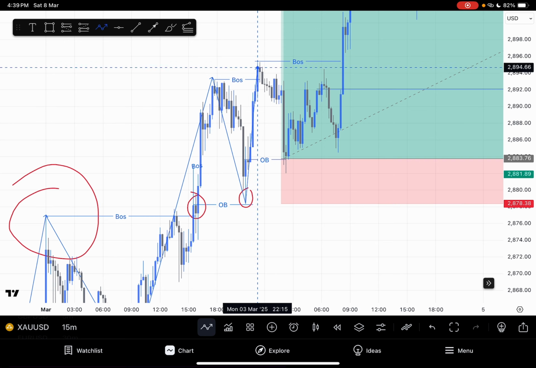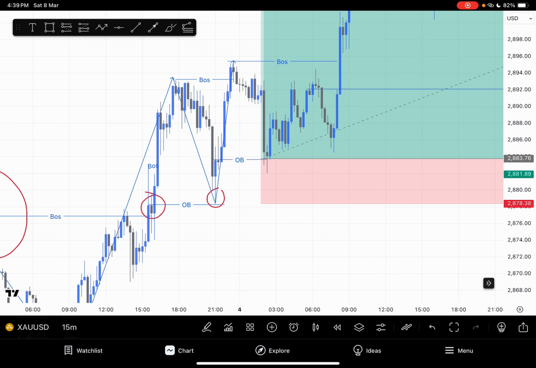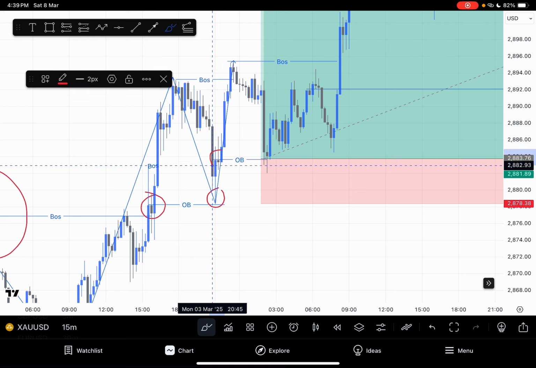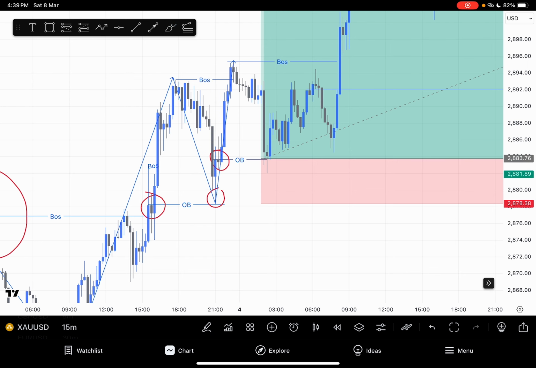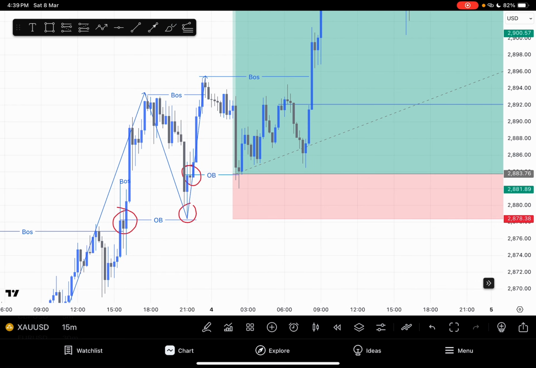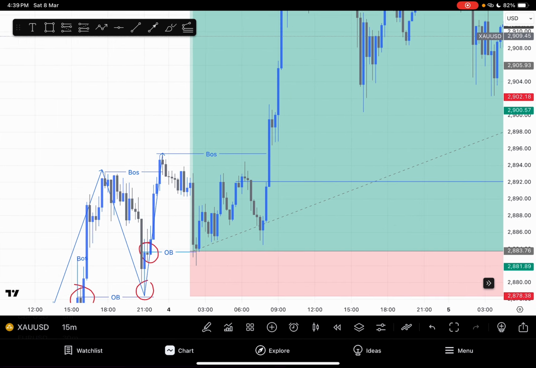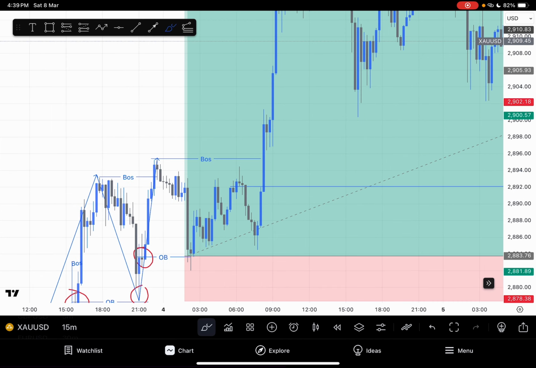After this break of structure now, what you should look for next is another order block. So this is the next order block at that point. And you see price now mitigate into the order block, distribute to the upside, creating another break of structure here.